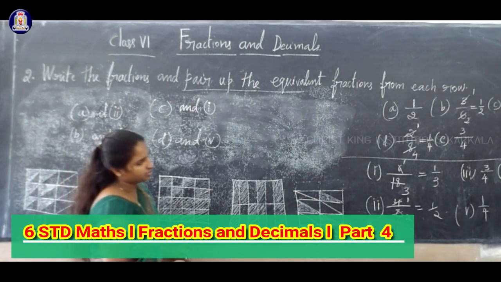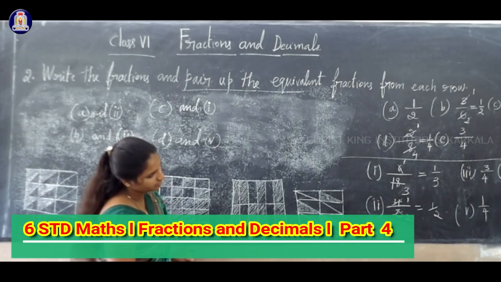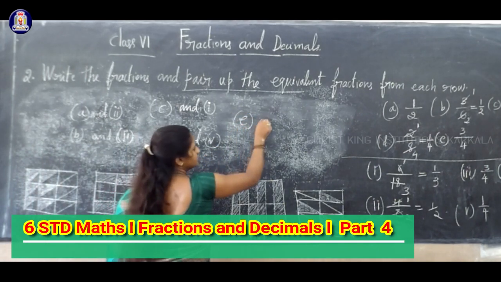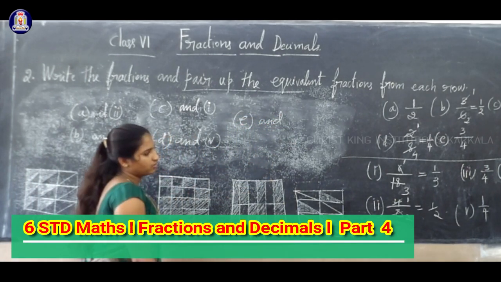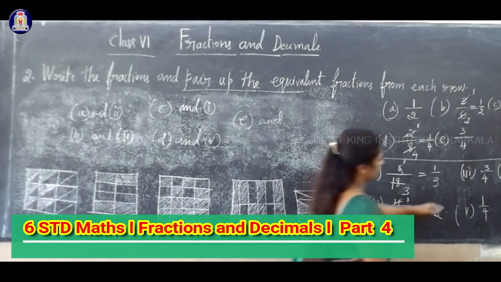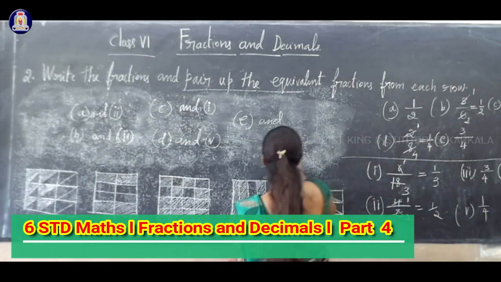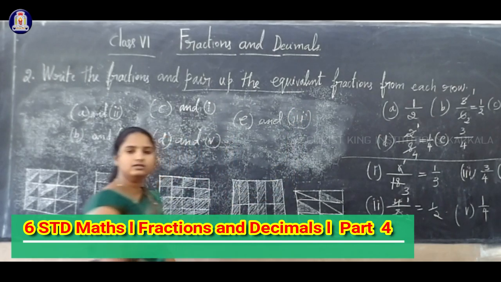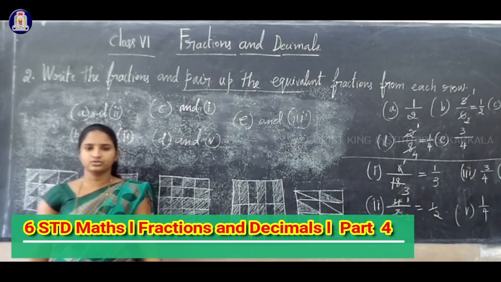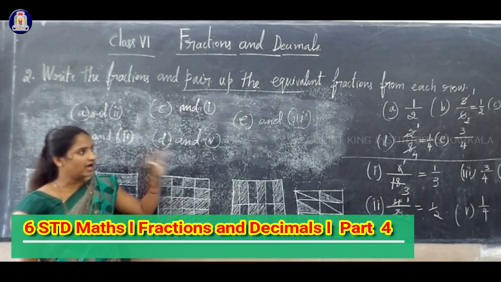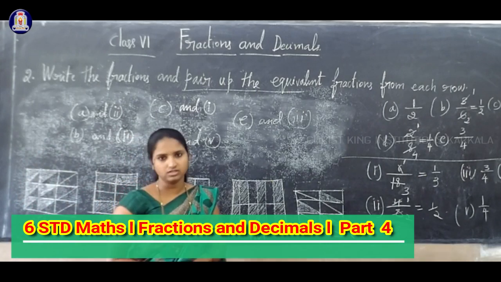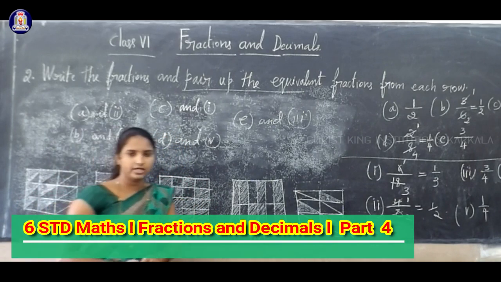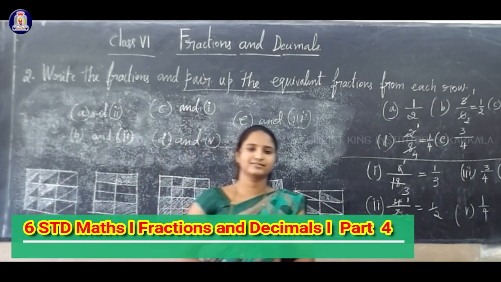Next, E, 3 by 4. Is there 3 by 4? Yes, that is E, and E is equal to the third one, 3 by 4, third figure. These are equivalent fractions. Clear? First you have to observe the figure and write the figure in fraction, then pair the equivalent fractions from each row. Clear? Thank you.